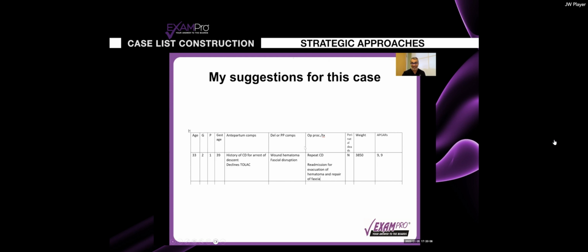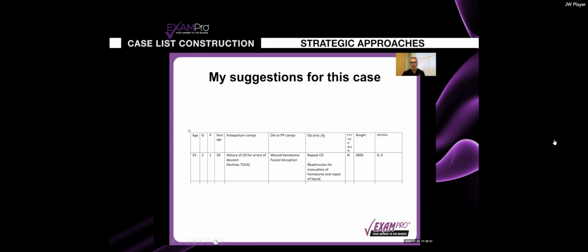This is the exact same case. Okay, I'm going to go back for a second so you can see this is the case. This is now the case. And here I've just simplified things. History of CD for arrested descent, declines TOLAC, wound hematoma, fascial disruption, repeat cesarean delivery, and readmission for evacuation of hematoma and repair of fascia.